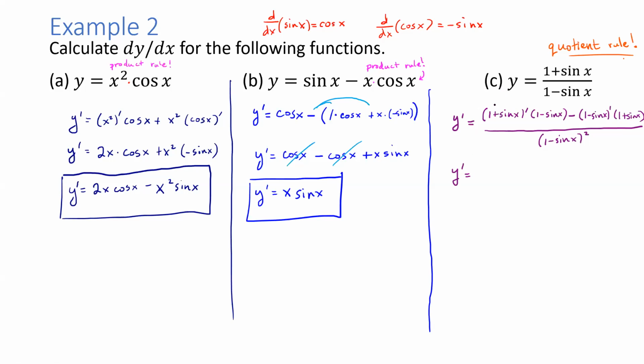And now let's see, so the derivative of 1 plus sine x, well, there we know the derivative of sine x is cosine x, so it'll just be cosine x times 1 minus sine x. Oops, sorry, cosine x here.